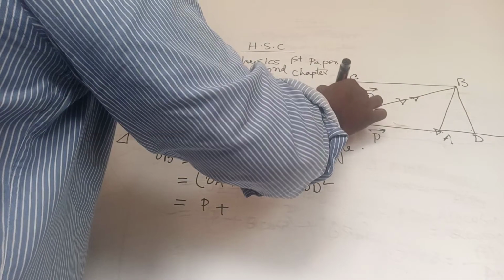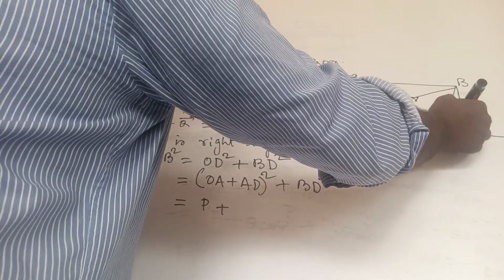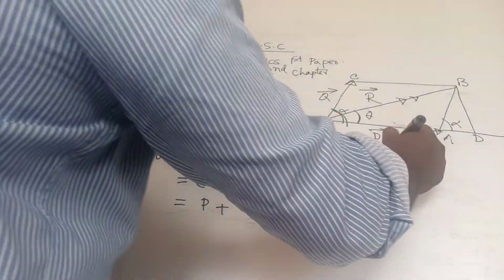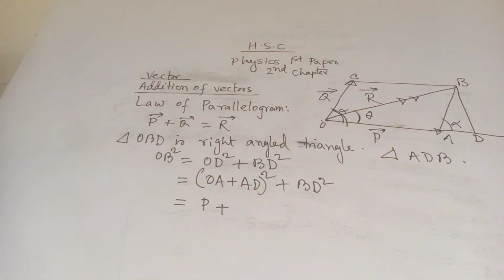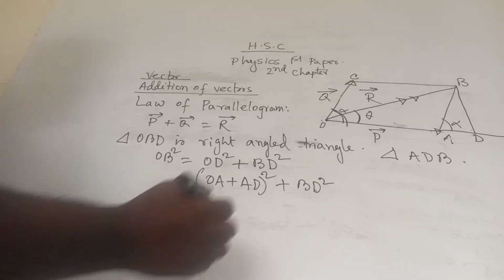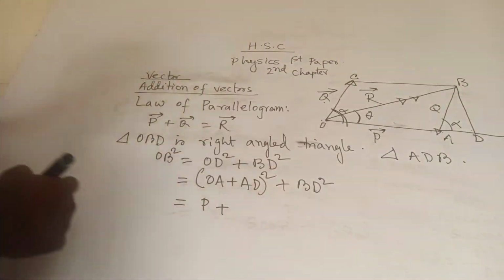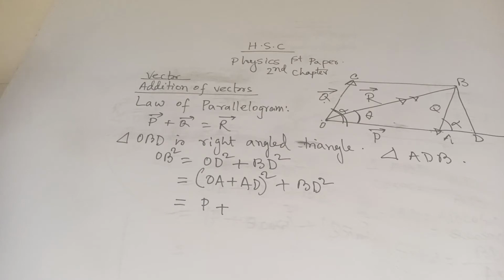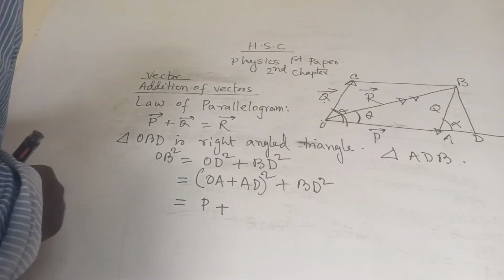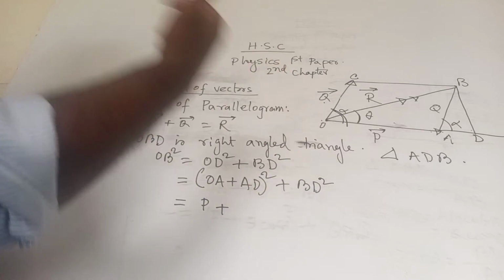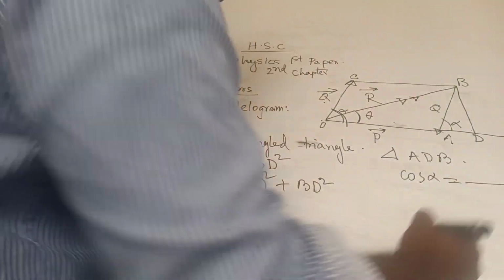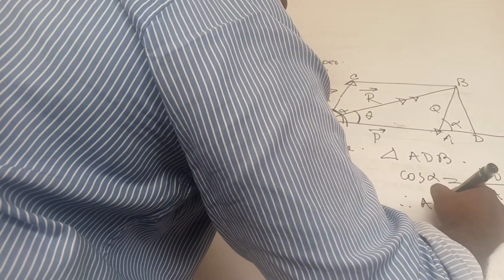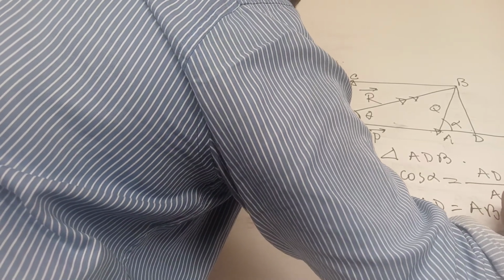Let's calculate. If this angle is alpha, this angle will also be alpha. And triangle ADB is also a right angle triangle. If this length is Q, this will also be Q, as it is a parallelogram. So we can calculate AD and BD both. For AD, let us take cos alpha. Cos alpha is equal to base by hypotenuse, that is AD by AB. So AD is equal to AB cos alpha.